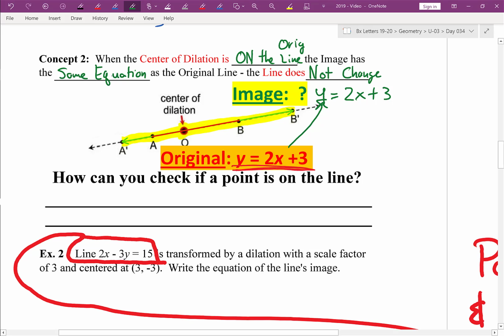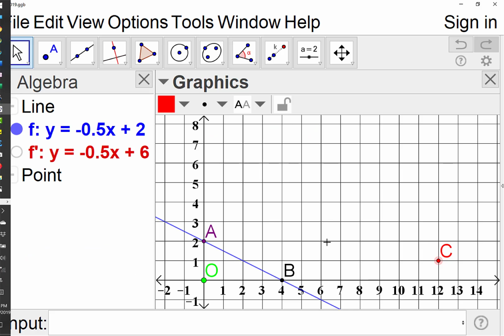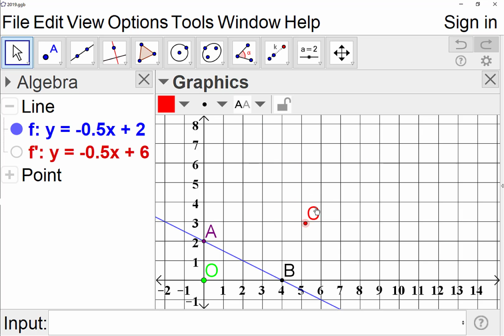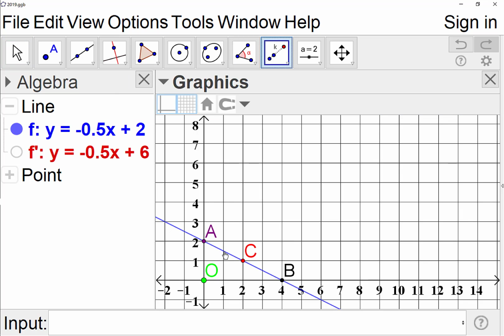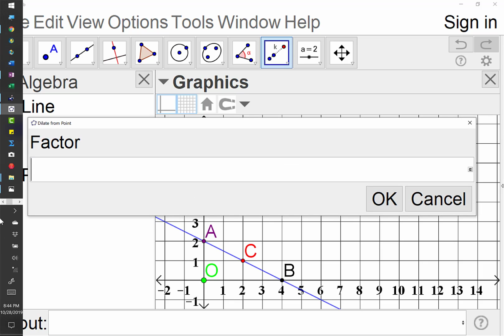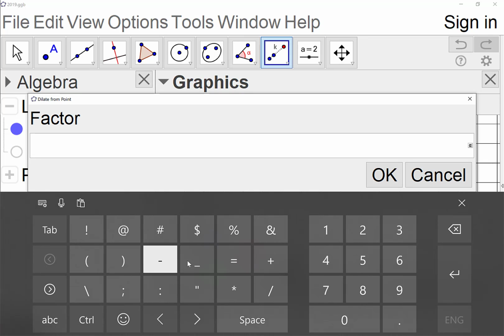Okay. And if you want to see why that is, we'll come back to here. Here's a new point C, and I will put that point on the line. I will dilate this blue line about that red point. And honestly, the scale factor does not matter. So I will make a scale factor of, I don't know, 4. And that might be too big. Let's do 2.5.